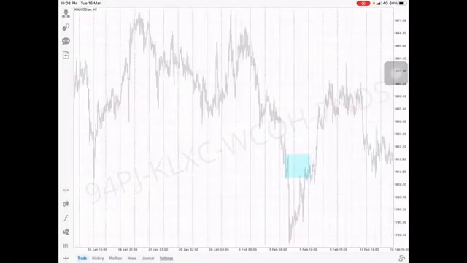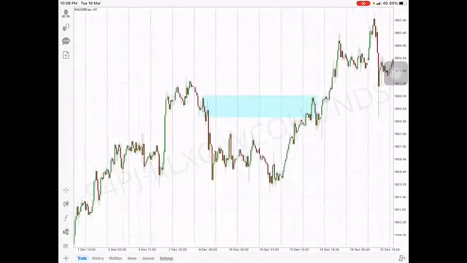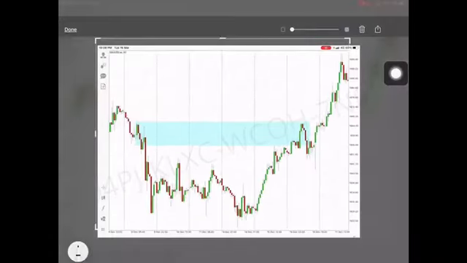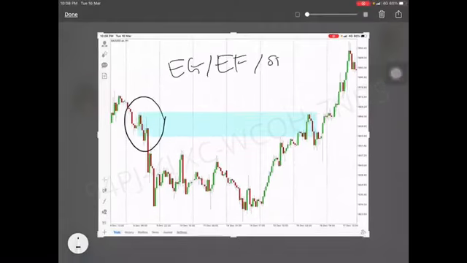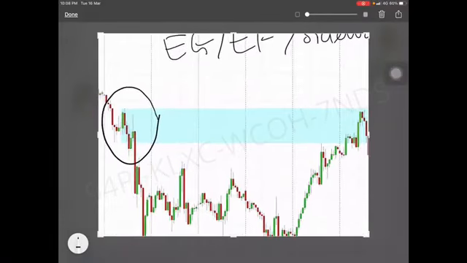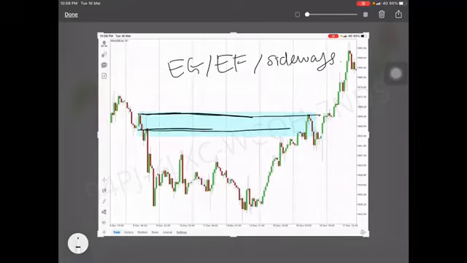Okay. So now at this area, do you see any EG or EF or sideways? Yes. Okay, so you can see that on that area, there is an engulfing sell, which is why price rejected that area for sell. So when the price comes here, what are we looking for? Are we looking for sell or are we looking for buy? Sell. So we're going to go for sell. So you entry sell here.